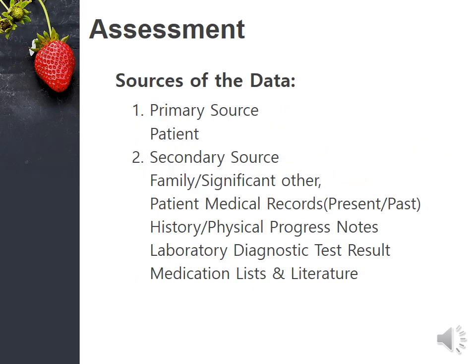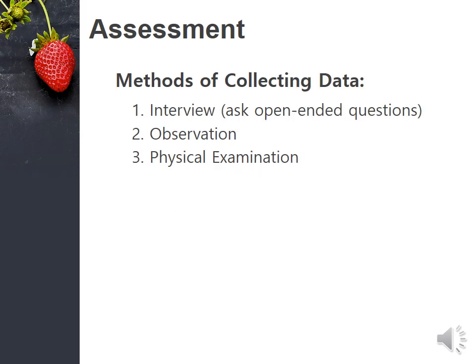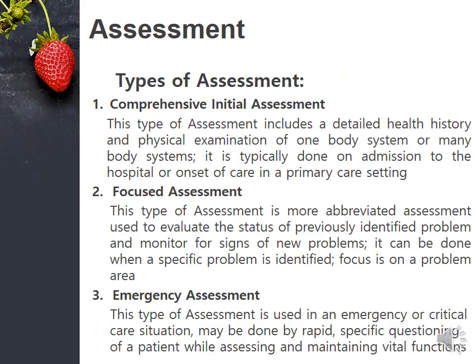Sources of the data. Primary source is the patient, and the secondary source can be taken from the family, patient medical records, history, laboratory diagnostic test result, and medication list and literature. Methods of collecting data: interview, observation, and physical examination. Types of assessment: we have comprehensive initial assessment, focused assessment, and emergency assessment.